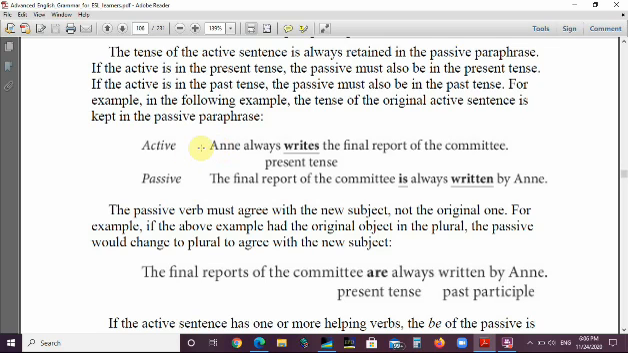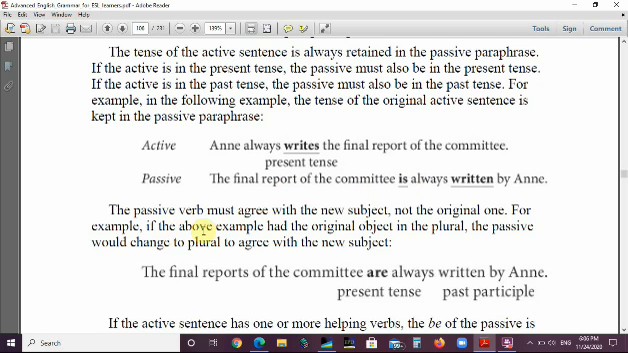Let's see. Active: He always writes the final report of the committee. He writes is present simple. For the passive, The final report of the committee, we need the verb to be in the present, which is is, because the subject here is report. And as usual, we have the past participle. The passive verb must agree with the new subject. Here we said the report is. We can say are or am.